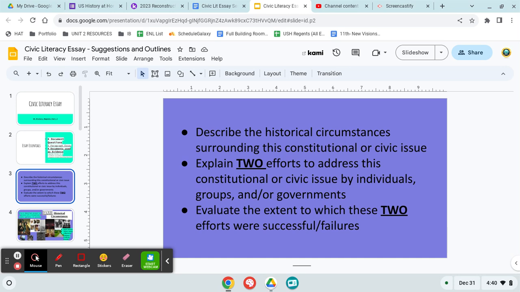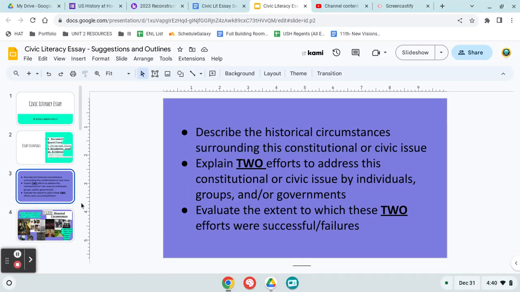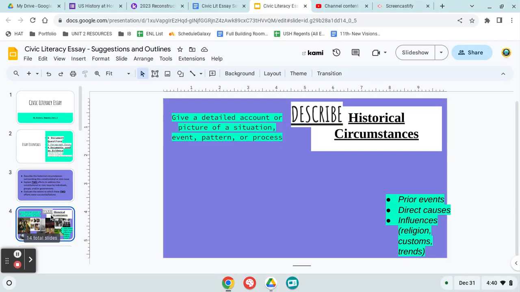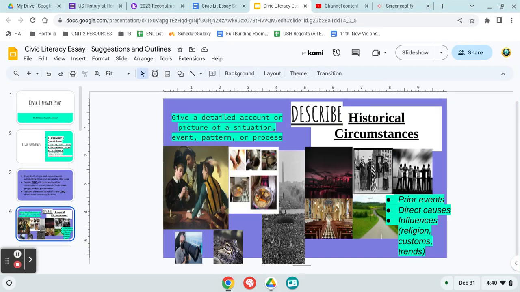And we'll look at these also in the light of the IB command terms, which are useful not just for attacking the Regents exam, but also for applying IB in your classes in U.S. history and otherwise. So these are the 3 tasks. These should basically be your 3 body paragraphs. These should be the main focus of your efforts and your intro. You want to describe the historical circumstances surrounding this constitutional or civic issue. So, right, description is giving a detailed account, not just an account.